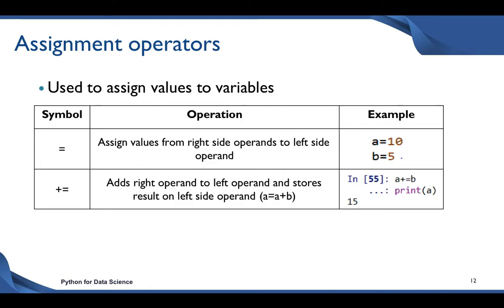And we have another operation which adds the right operand to the left operand and stores the result on the left side. For example, we want to do a equal to a plus b. We first calculate a plus b, and then replace the value of a with a plus b. We do this operation by using a equal to a plus b. The similar operation we could do by using a plus equal to b. The operations a equal to a plus b and a plus equal to b are the same.